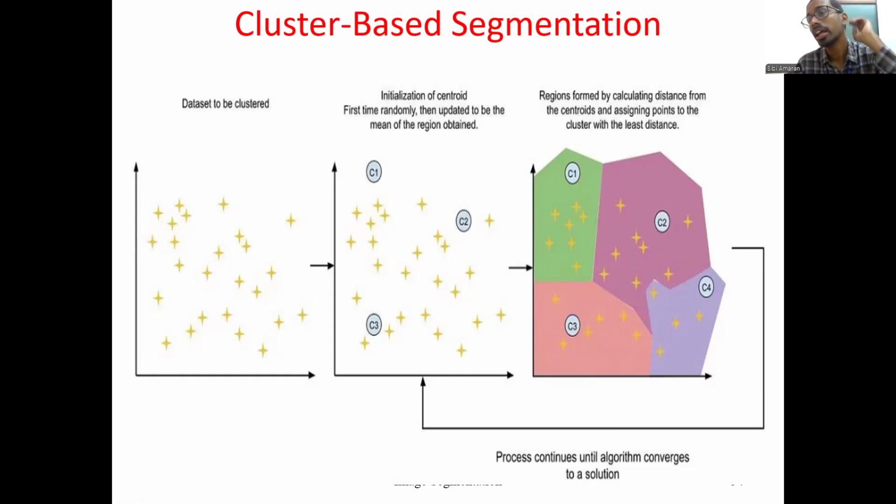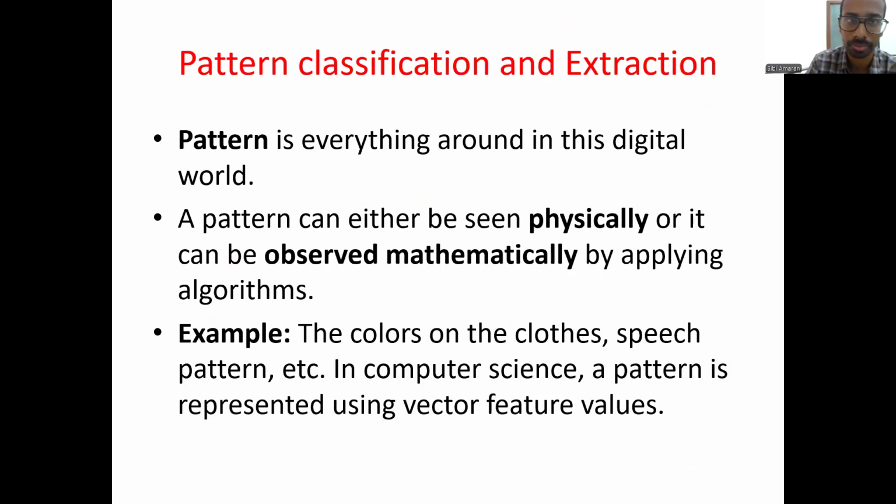Initially, according to the network concept, this will be represented as sensor nodes. If you take biometrics, this will be represented as a data set. Cluster 1 will be collecting all the data from the data set and sending it to cluster 4. Cluster 4 will be collecting all the data and sending it to the base station. So this is all about cluster-based segmentation.